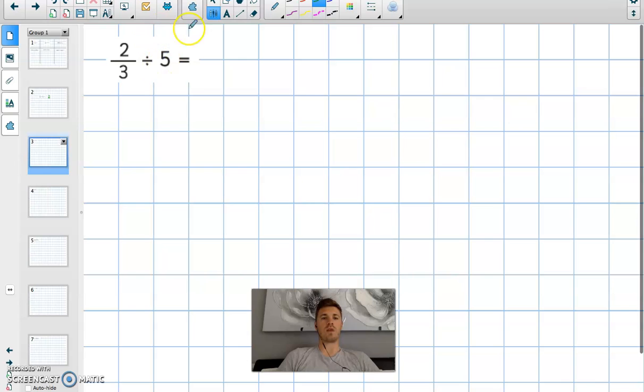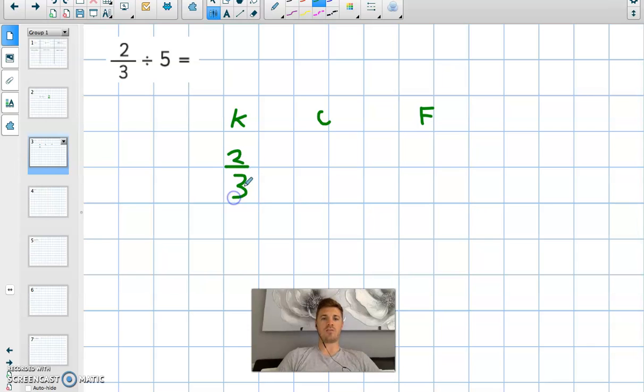Moving on to question 3, you are dividing a fraction by a whole number. So when you do that, you use the keep, change, flip method. So keep, change, flip. So we keep 2/3.